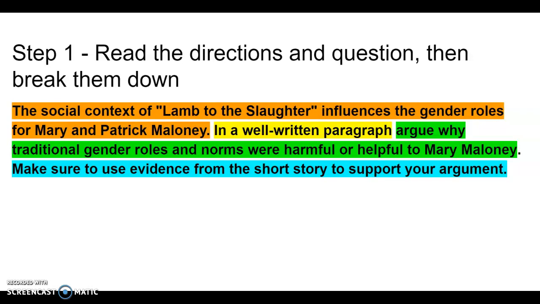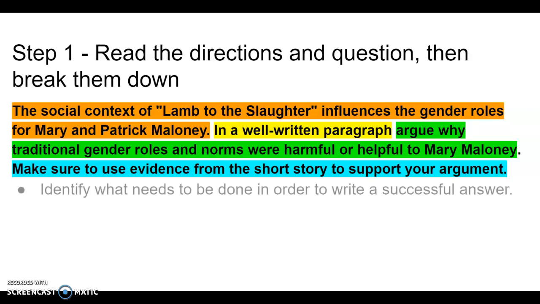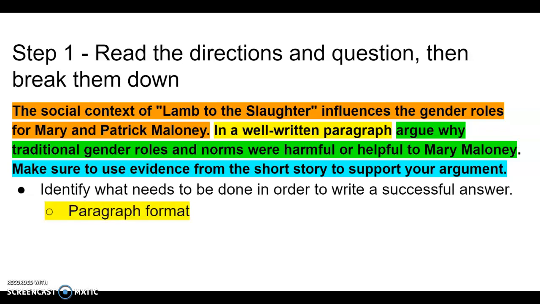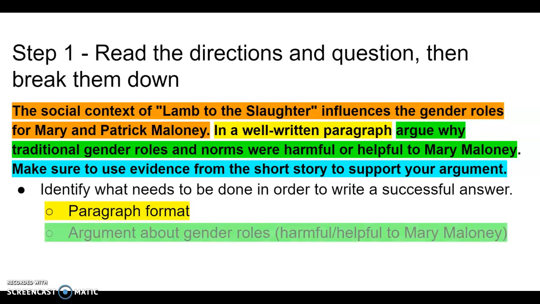So here is that prompt you saw on the previous screen. It is color-coded here. Let's see what those codes mean. This is how I've broken it down so that I can understand what I'm being asked to do. I'm identifying what I need to do in order to write a successful answer. The portion of the question that's in yellow tells me that the format that I'm writing in is paragraph format. Not a single sentence, not bullet points, but an actual, fully developed, well-written paragraph. Good. So I know how I need to do this.